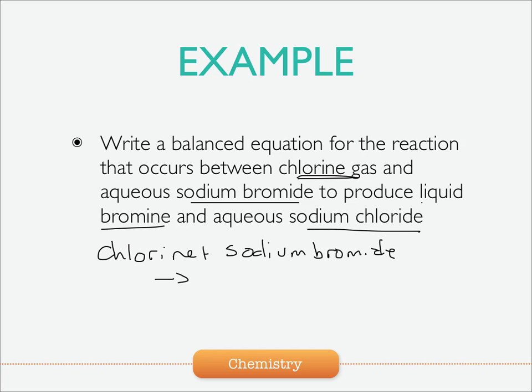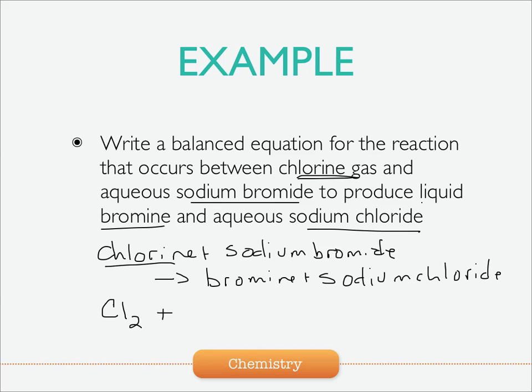It yields bromine, liquid bromine, and sodium chloride. So that's step 1. Step 2 is turn this into an equation. Turn it into symbols. So chlorine exists as Cl2. Sodium bromide would be NaBr. Remember, sodium's +1, Br is -1.